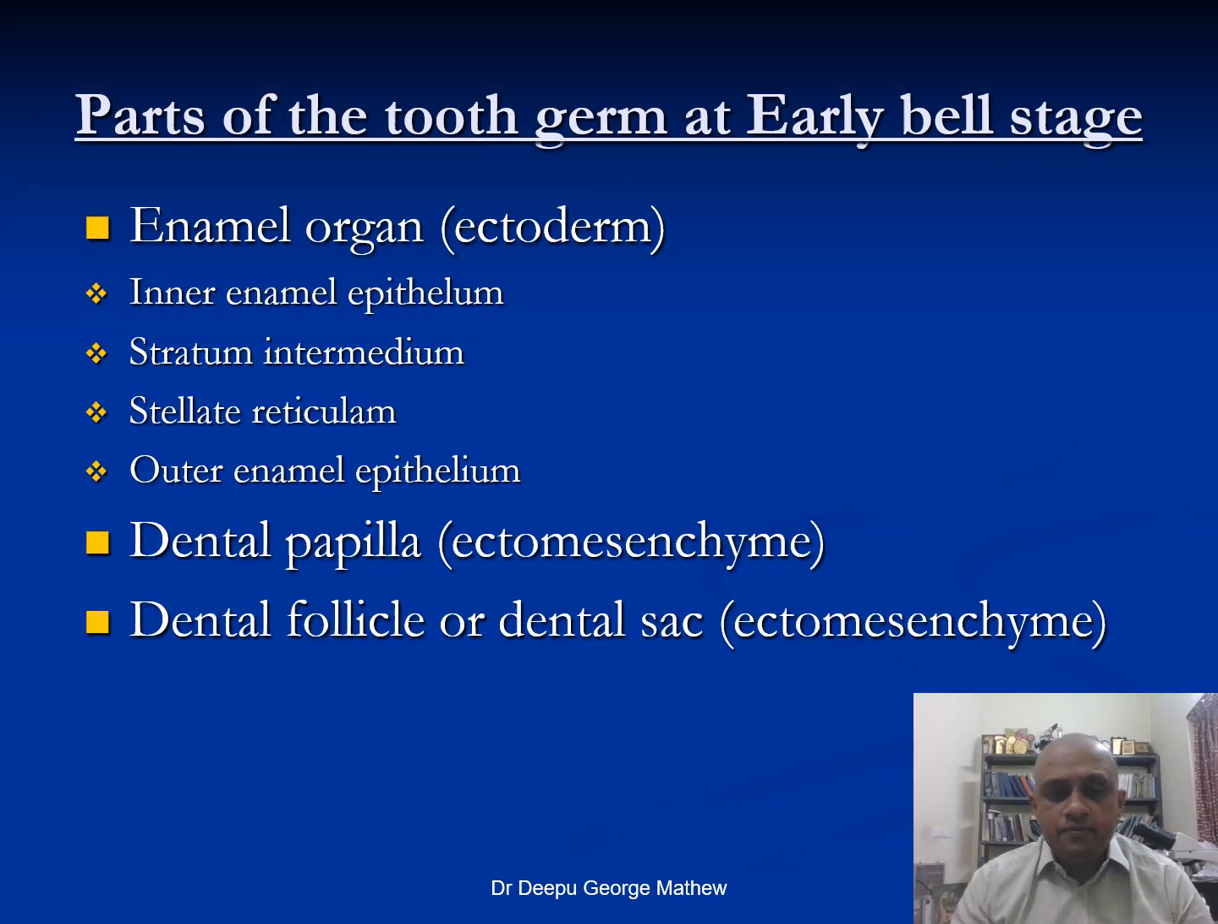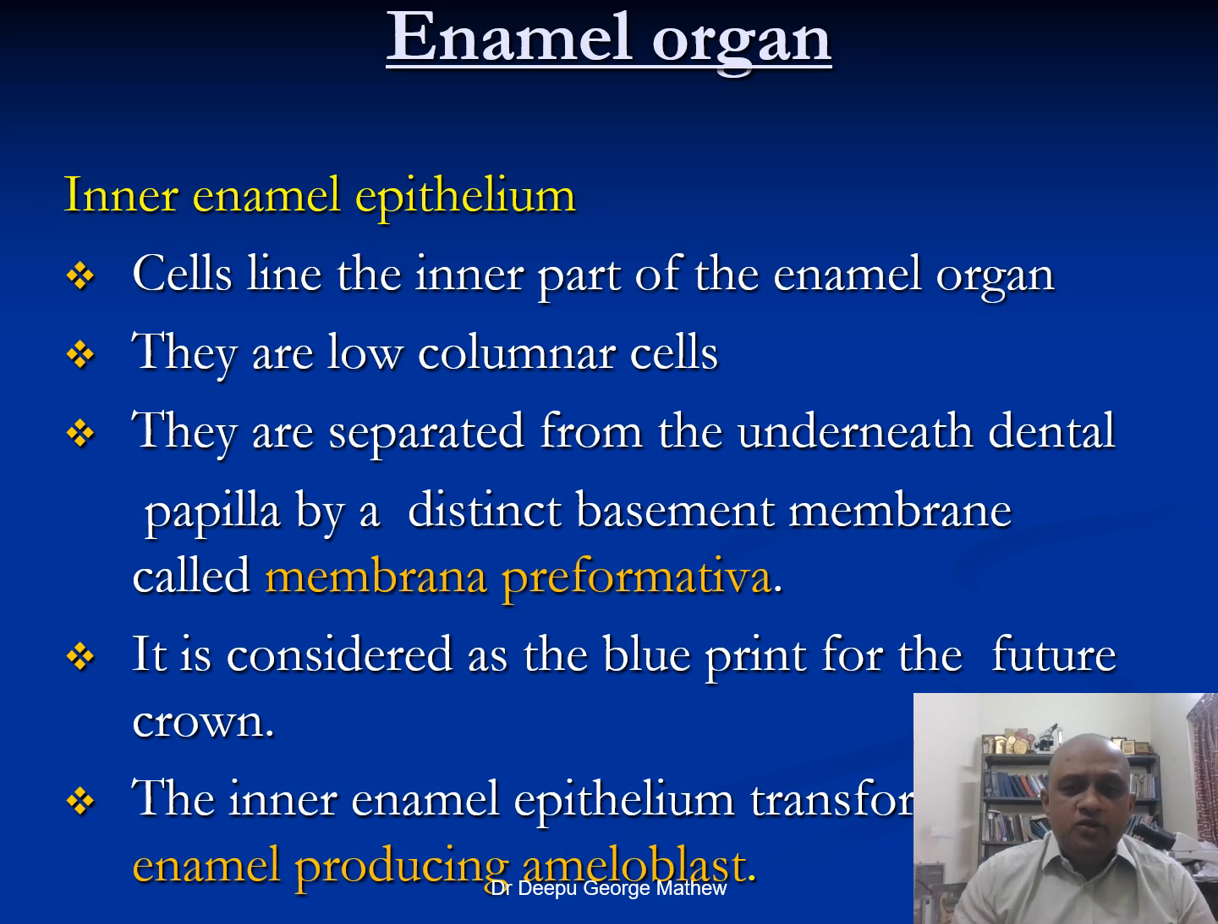So let's talk about the parts of the tooth germ in the early bell stage. You can divide them like this: the enamel organ, under which come the inner enamel epithelium, stratum intermedium, stellar reticulum, and outer enamel epithelium. Then the ectomesenchymal structures, which are the dental papilla and the dental follicle or dental sac. When you talk about the inner enamel epithelium, the cells are low columnar cells, and they are separated from the underlying dental papilla by a basement membrane. This basement membrane is often thickened, and this is known as the membrana preformativa.